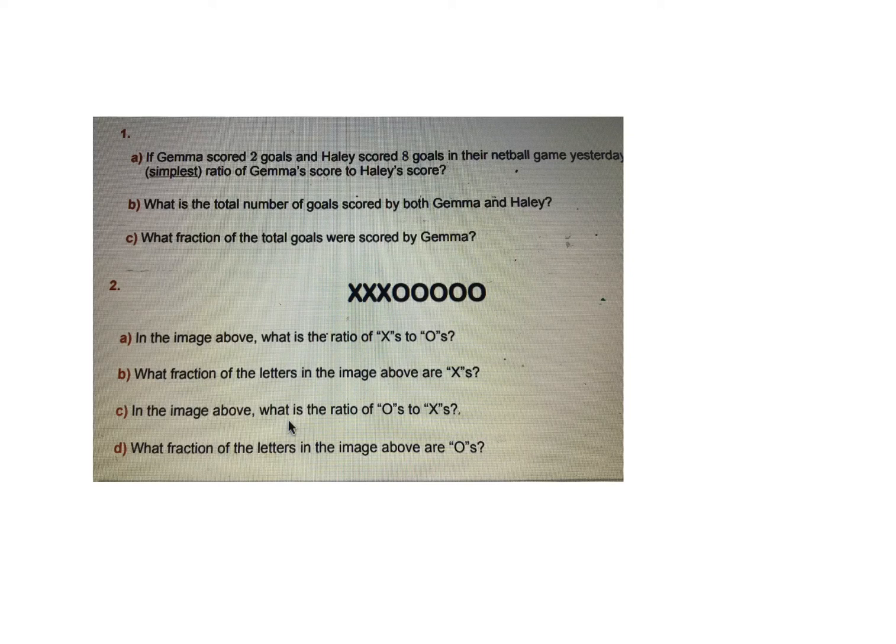Okay, so for this one here, we're just looking at Gemma scored 2 goals, Hayley scored 8. So what's the total number of goals? Well, I think that's pretty obvious. 2 plus 8 is 10. What fraction of goals were scored by Gemma? So Gemma scored 2 out of the 10, or 1 in 5.